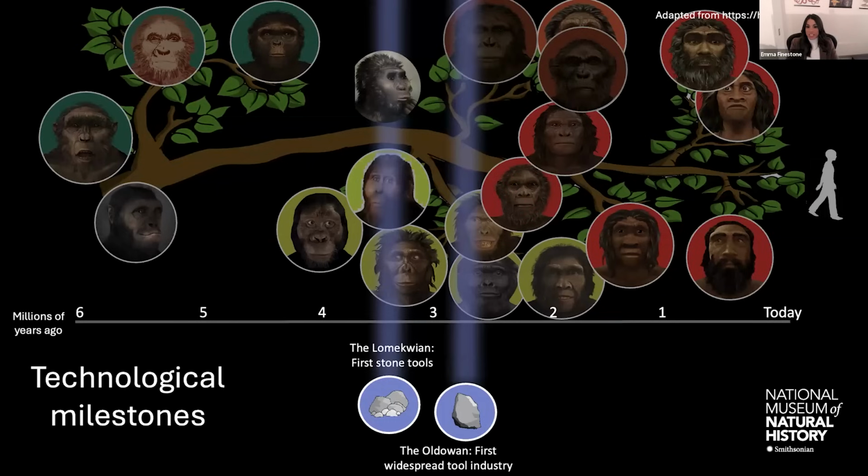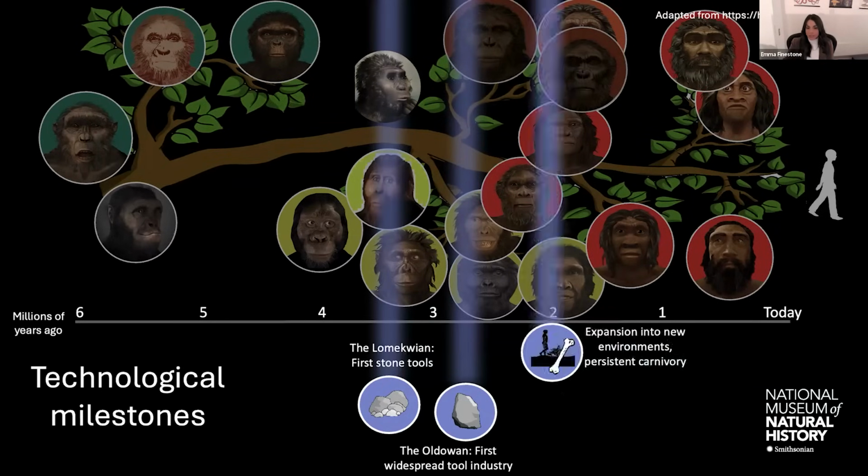The next technology is the Oldowan, which is going to be mostly what I'm talking about for the rest of the lecture. The Oldowan is what I study, and it's the first widespread tool industry, which means that where the Lomekwian appears in one region and then disappears, the Oldowan tool industry spreads across Africa, out of Africa, at many different sites, and it persists through time for over 1 million years.